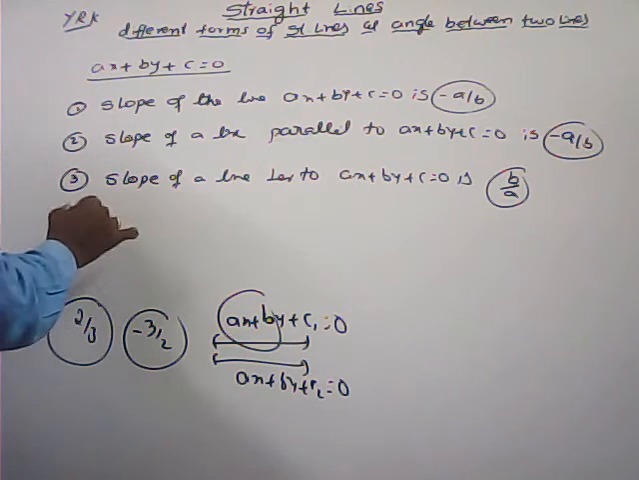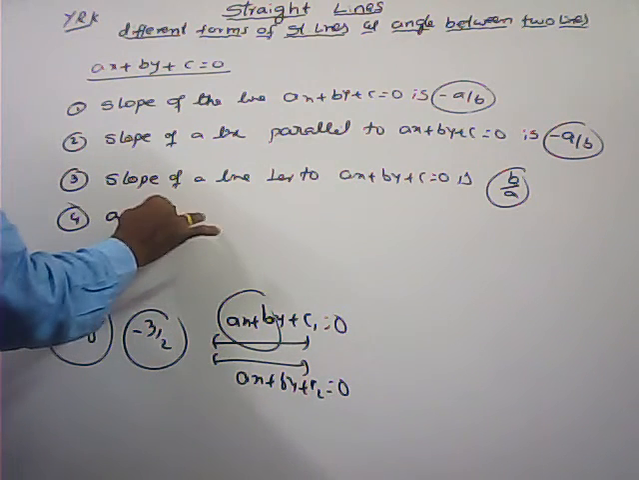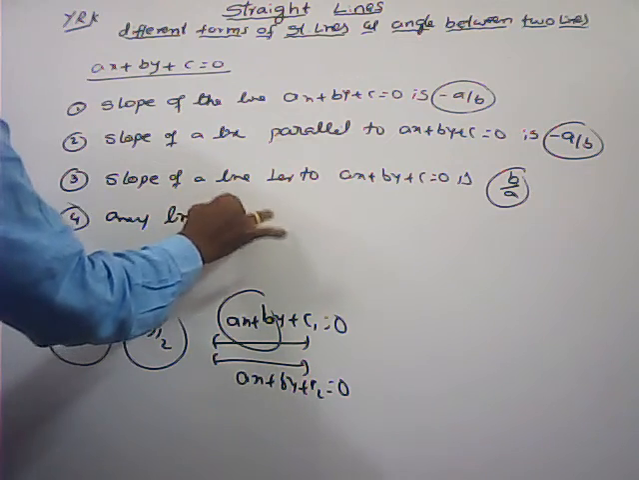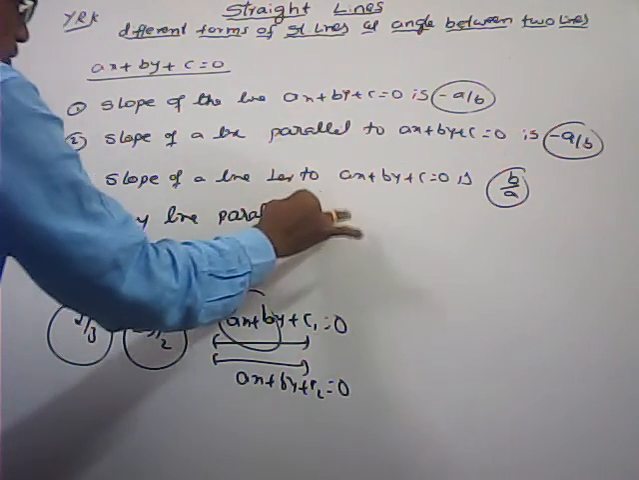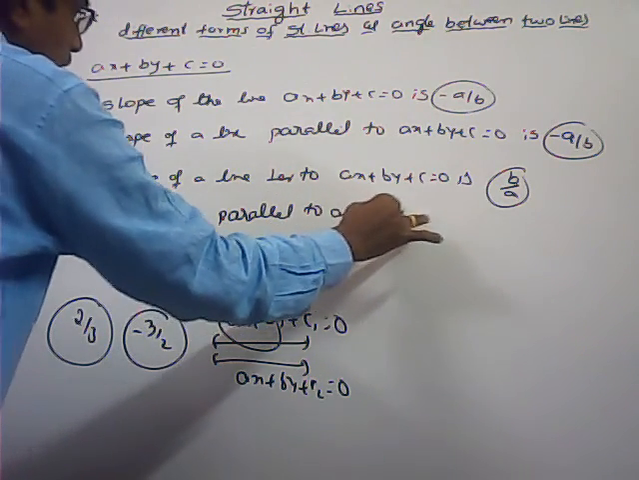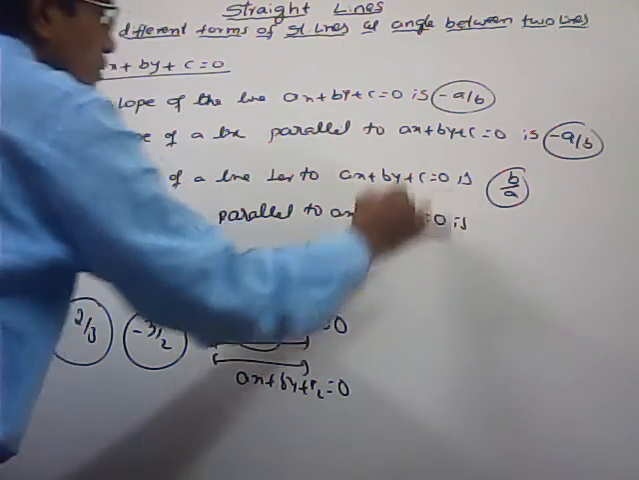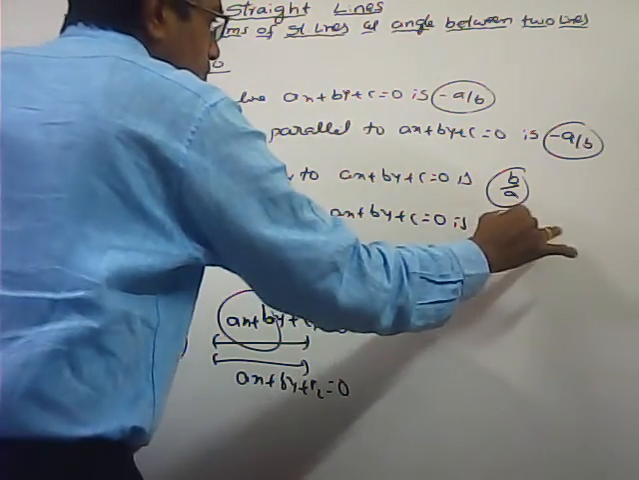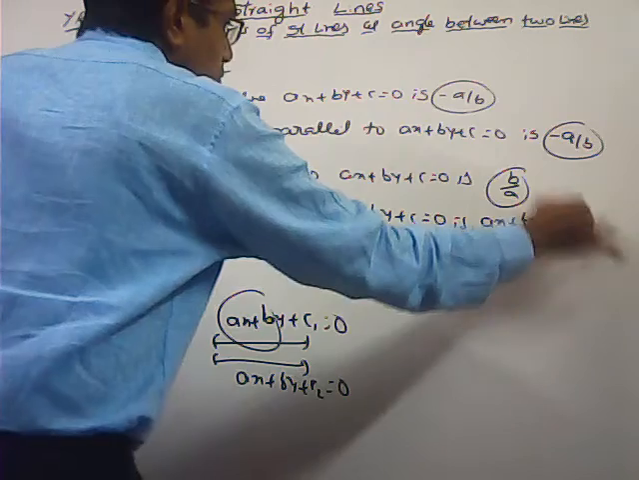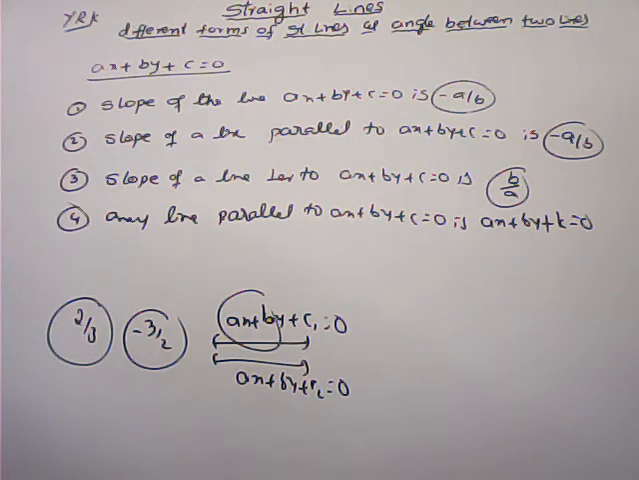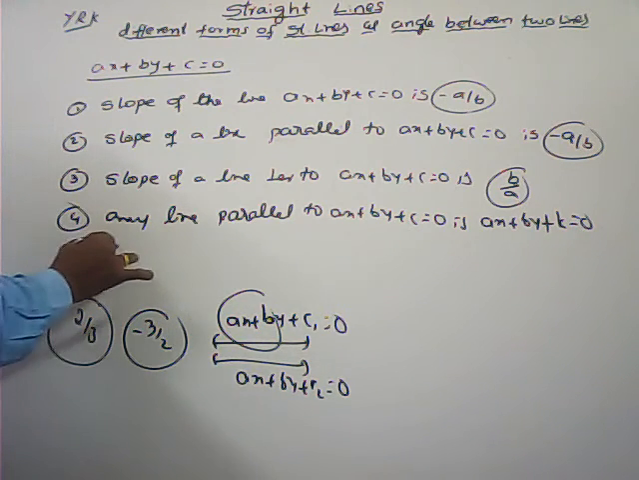So here we can write any line parallel to ax plus by plus c equals to 0 is ax plus by plus k is equals to 0. They differ by only constant term. To get the k value, they give one more condition also. If it passes through some point, or x-intercept or y-intercept are given, based on that condition we can get the k value.